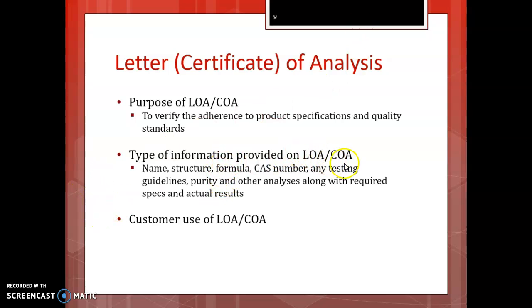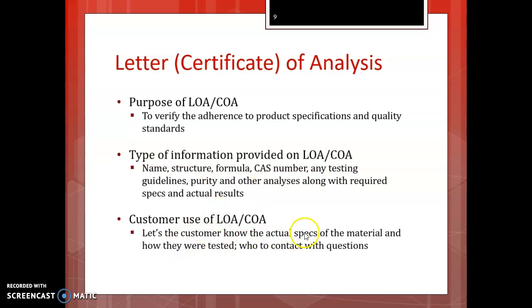So what is some of the information on the COA? Structure, the name of the particular substance, the formula, its CAS number. Remember, CAS numbers are assigned by the Chemical Abstracts Society. They assign numbers to every chemical, every product, everything made in the chemical realm. They get a number. Any testing guidelines, purity, or other analysis. And then the customers know, right, that they're either meeting it or not. And then who you contact.